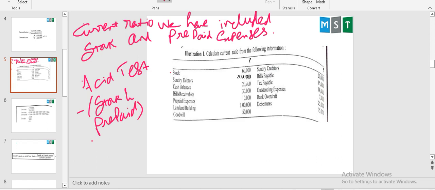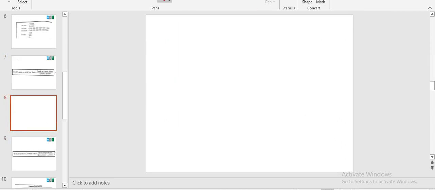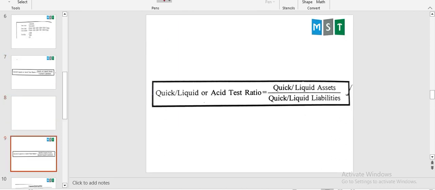For acid test ratio, a ratio of 1:1 is also found good. In the previous one, the current ratio, we discussed that it should be 2:1. Here a ratio of 1:1 is also sufficient. Here we are taking only the liquid assets. Liquid assets divided by liquid liabilities. This is the formula for acid test ratio.